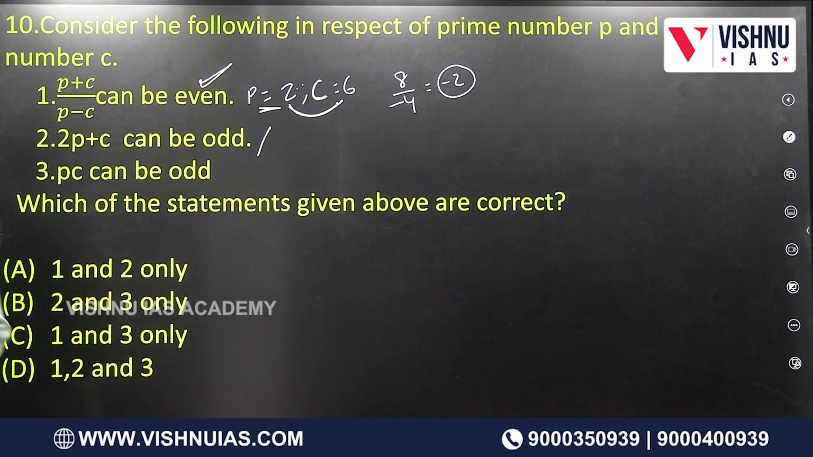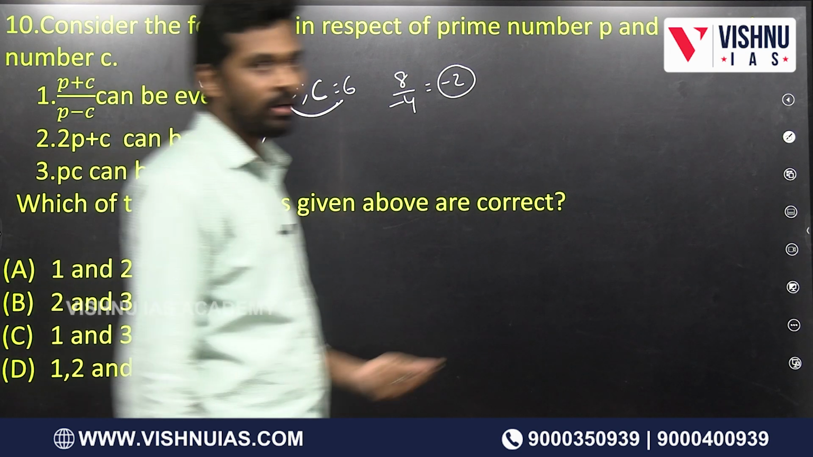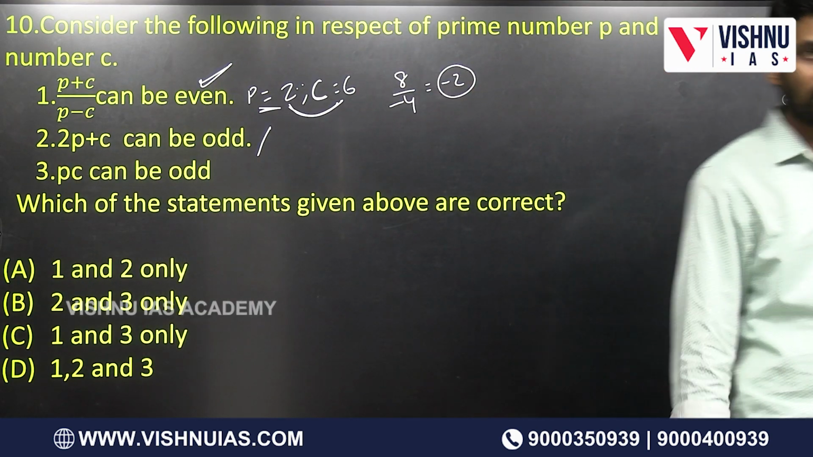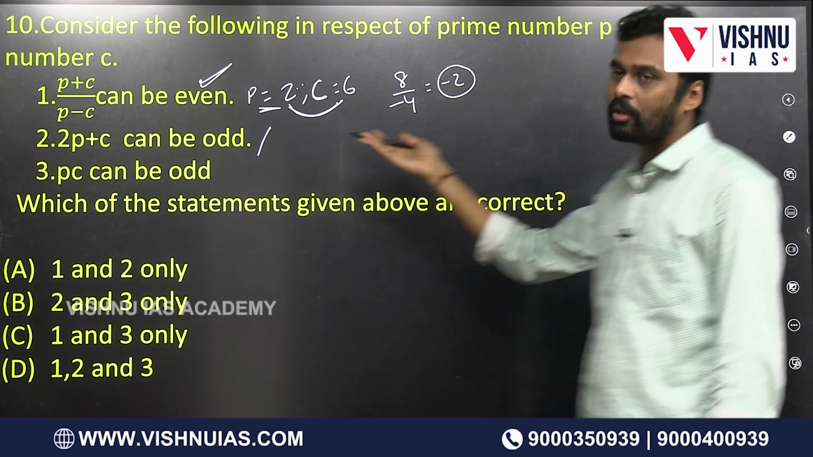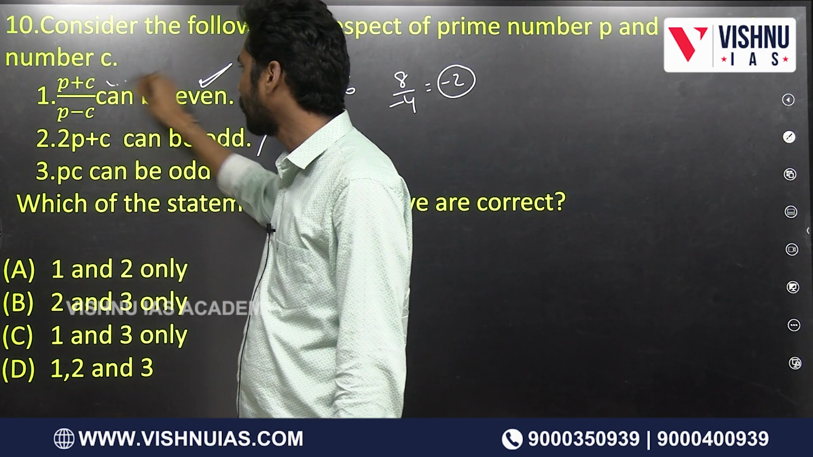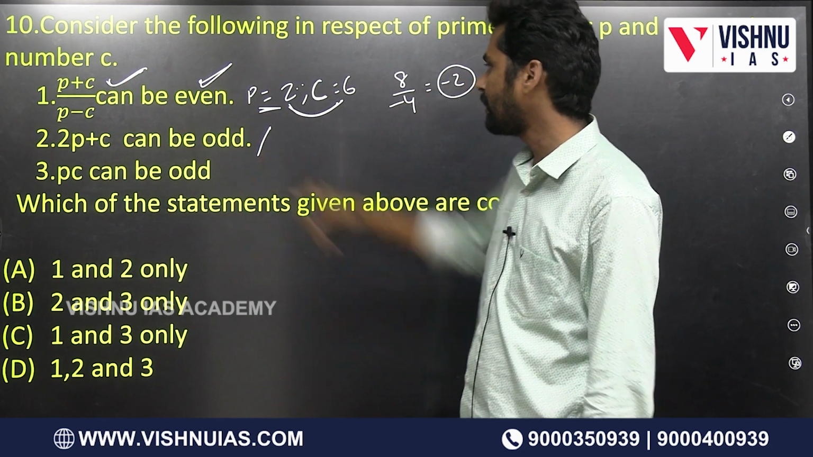Because you know that for negative numbers also we have even numbers and odd numbers, right? So minus 2 is what? Which number? Even number. So the answer is what? The first one is correct, and now the second one.